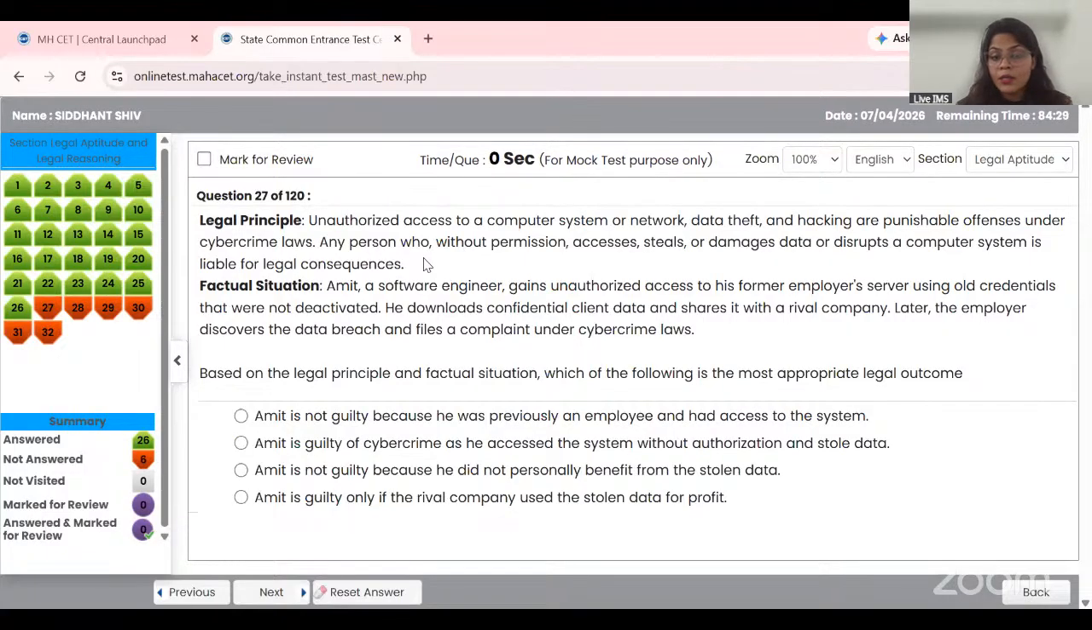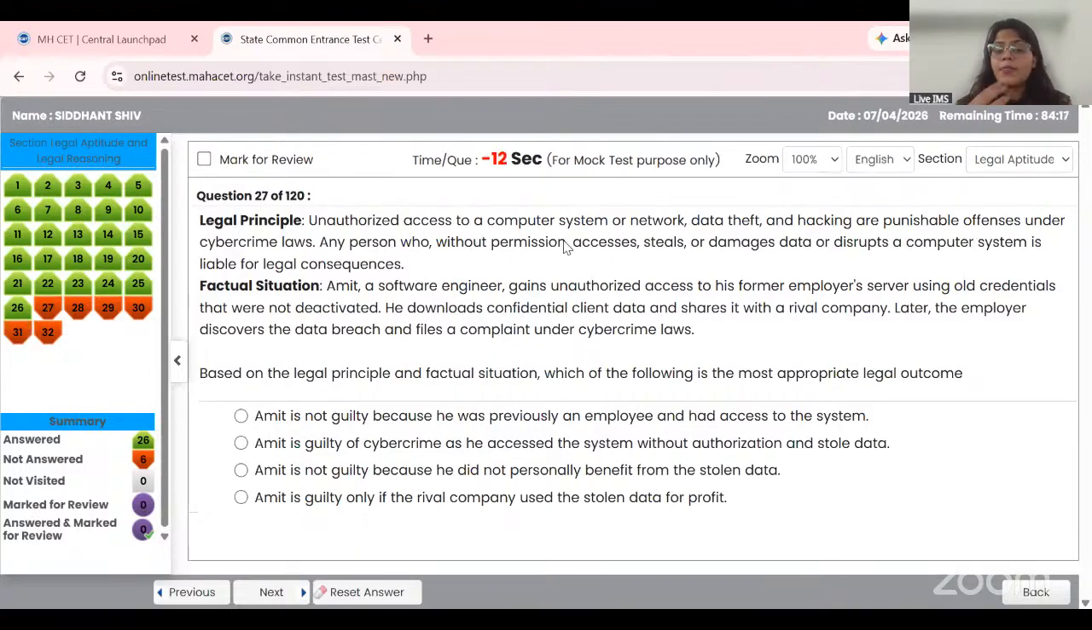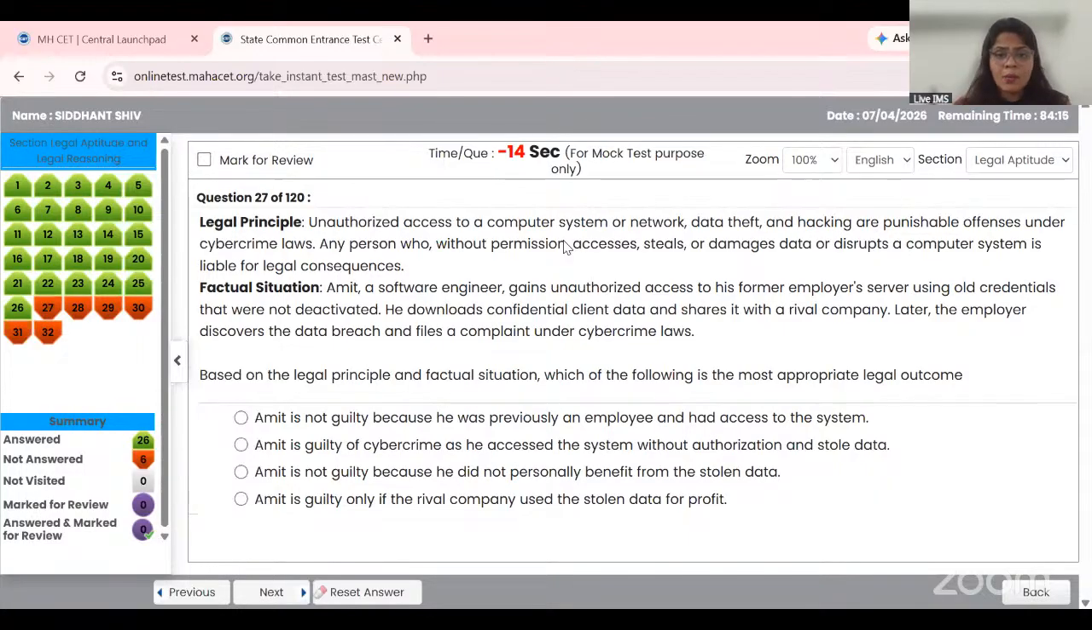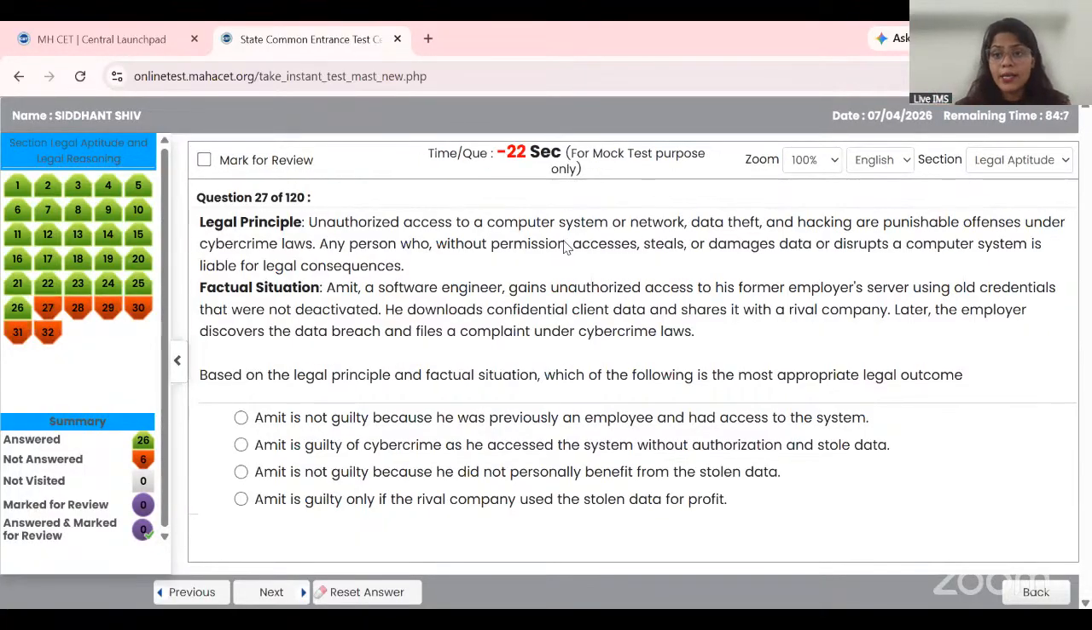Next, again, it is talking about cyber crime. So it is talking about unauthorized access to a computer system or network. Data theft and hacking are punishable offenses. So whenever somebody has unauthorized access to a computer system or a network, or tries to steal the data or tries to hack something, then it becomes a punishable offense under cybercrime laws. Fair enough. Any person who without permission accesses, steals, or damages data or disrupts a computer system is liable for legal consequences.